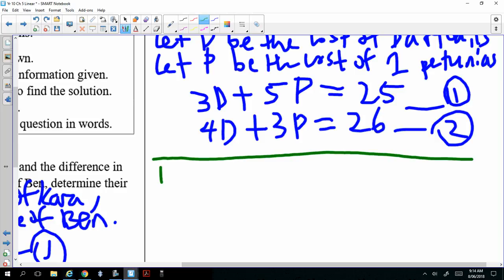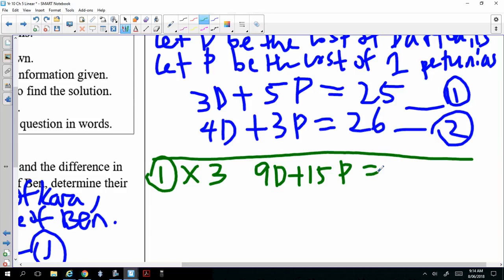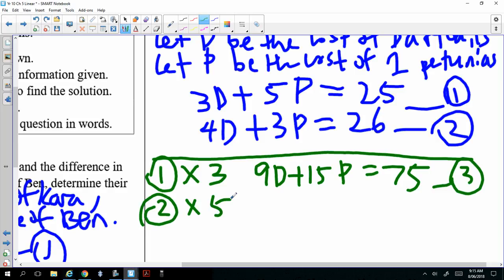Alright, okay, good. Oh, you eliminated P. That's okay. So you times by 3, you get 9D plus 15P equal to 75. Call it equation 3. The bottom one by 5. So times by 5. So 5 times 4 is 20D, plus 15P equal to 5 times 26. 5 times 6 is 30, so 130, right? Alright, good. And then you're going to subtract them.